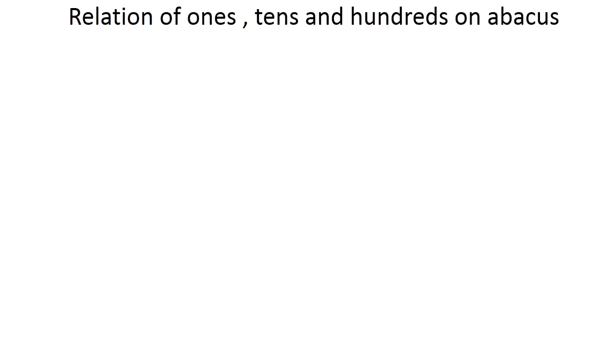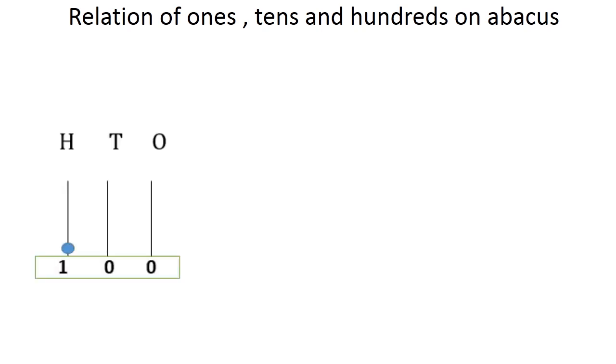Now relation of ones, tens and hundreds on abacus. See here beta, this is an abacus. Here at ones place there is no bead, so I have written here 0. At tens place there is no bead, so I have written here 0. And at 100 place there is only 1 bead, so we can call it 100. So how we can make the relation of 100 with ones and tens?